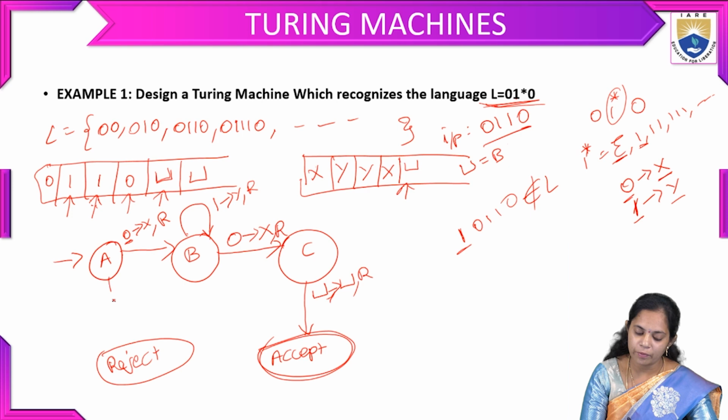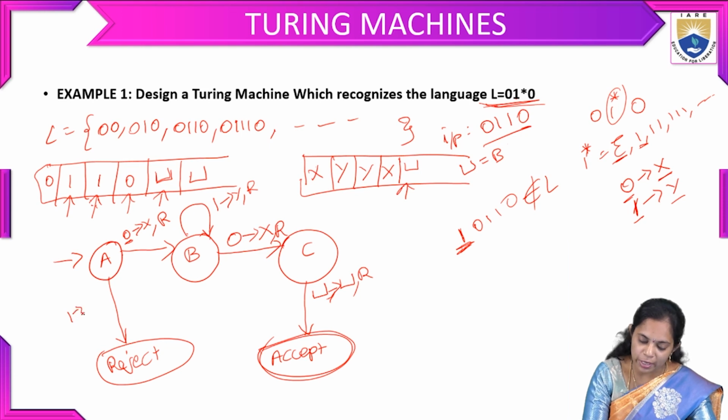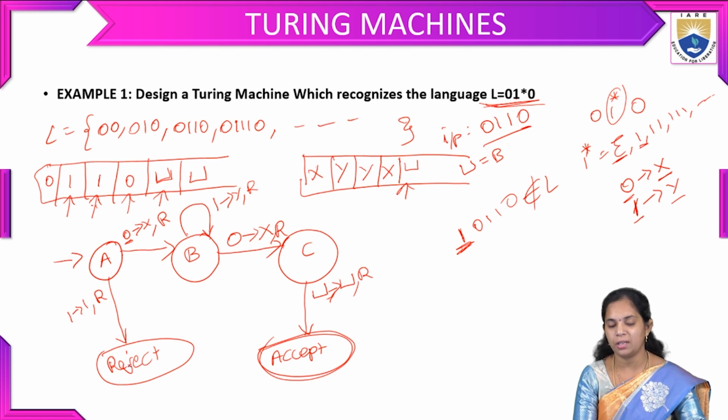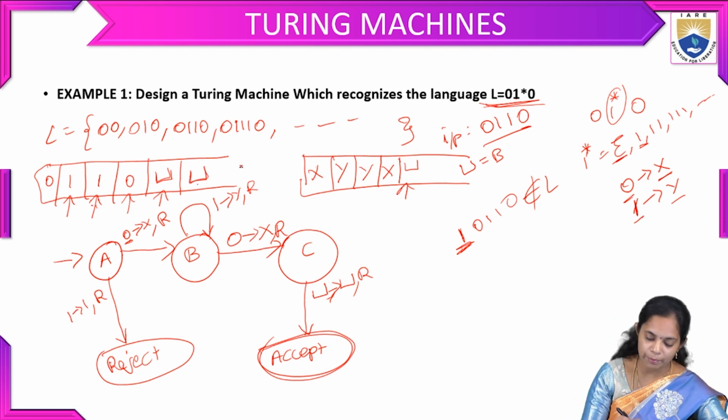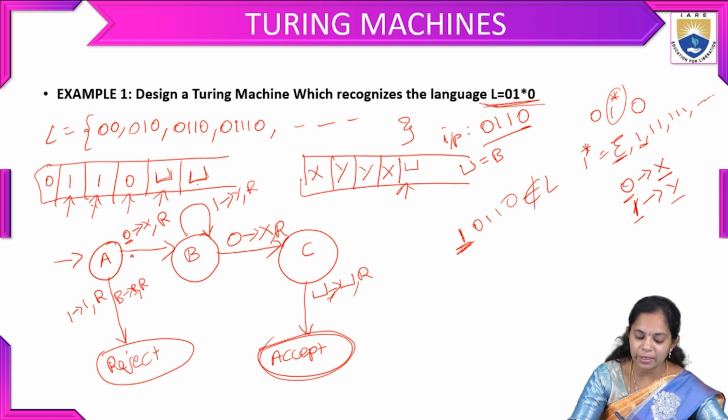So whenever a 1 is there at the start, we replace it with 1, move right, and go to the result state. We also have 0, 1 and the tape symbol, the blank symbol. Whenever the blank symbol is there, it is replaced with blank and we move to the right. So for state A, we set transitions for 0, 1 and blank.